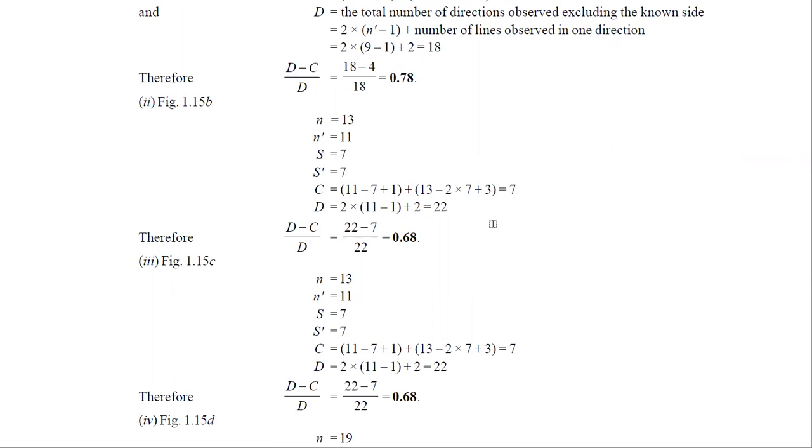Now we'll find D. So what will be D here? D will be 2 times the number of lines observed in both directions minus 1, because one line is known, the baseline, plus the number of lines observed in a single direction. So that will be 2 times 11 minus 1 plus 2. This will become 22. Now we are able to find D minus C divided by D, that is 22 minus 7 divided by 22. This will become 0.68.